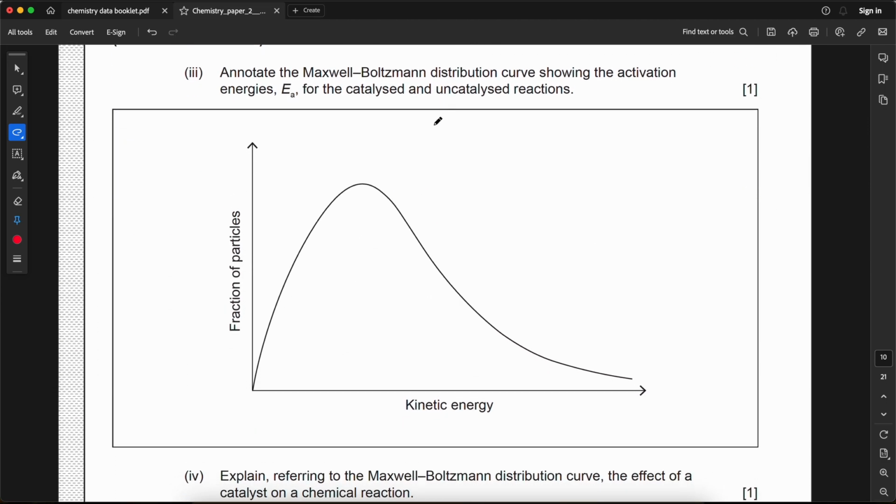Annotate the Maxwell-Boltzmann distribution curve showing the activation energies for the catalyzed and uncatalyzed reaction. So this part will be with catalyst and this part will be without. So this area has a larger proportion of molecules with energy above activation energy, and a lot more reactants can successfully overcome the activation energy when the activation energy is lower because of the addition of catalysts.